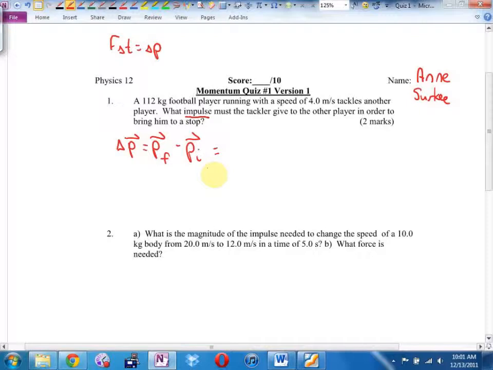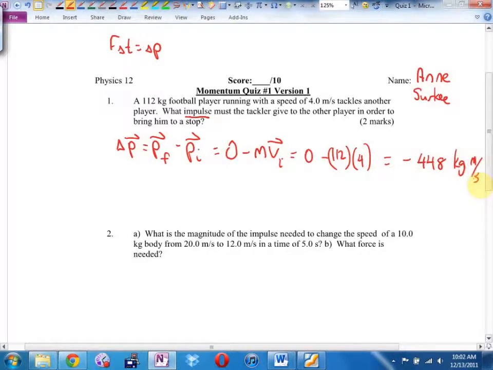What's his final momentum? That's a number. No, what's his final momentum as a number? How do you know zero? Because it's stop. Right? Final momentum is zero minus. Now, momentum is mass times velocity, so it's going to be mass times v initial is your initial momentum. It's going to be zero minus 112 times 4, negative 448 kilogram meters per second.